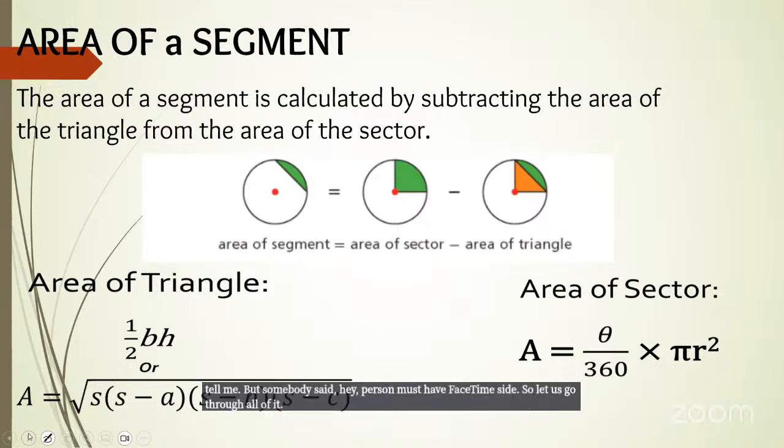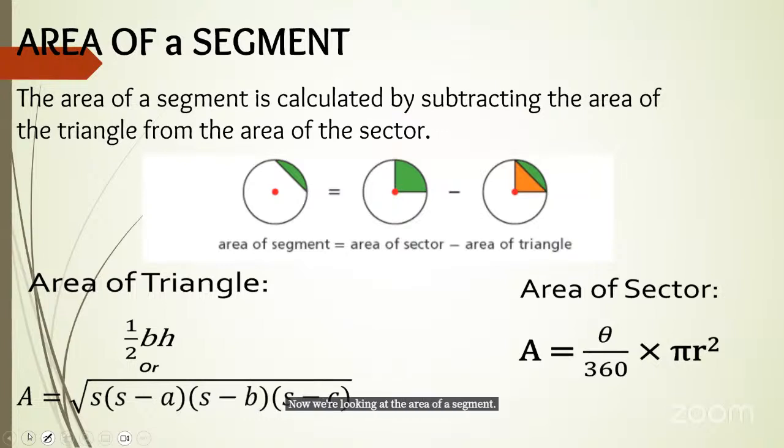Now we're looking at the area of a segment. Now the area of a segment is calculated by subtracting the area of the triangle from the area of the sector. Here is where it is highlighted. This is the part that we want. This is the area of the segment. So we are going to find the area of the sector and then subtract the area of the triangle from it to get the area of the segment.